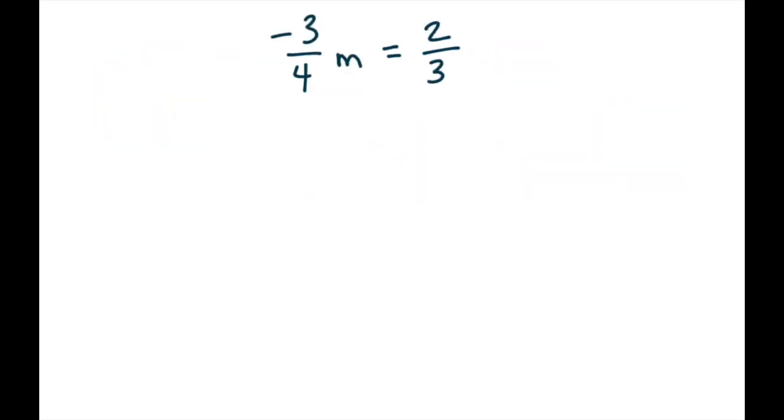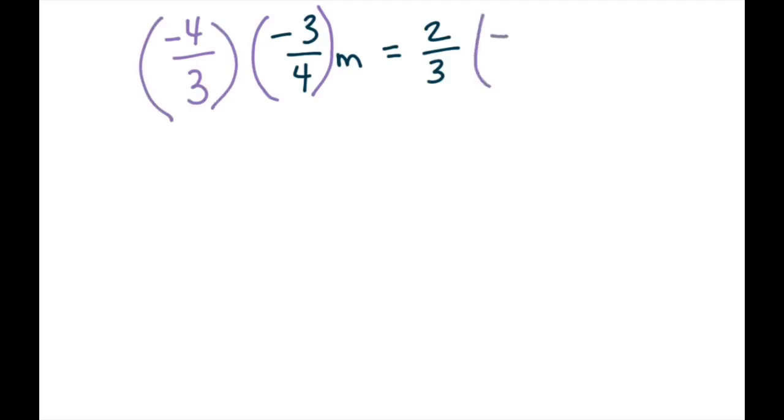All right, let's try this one. Go ahead and pause your video. Good. All right, so remember, negative times a negative is a positive, so we're going to multiply times a negative reciprocal. Do it to both sides.